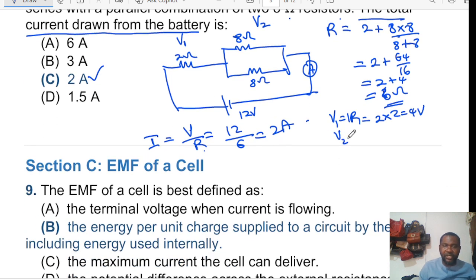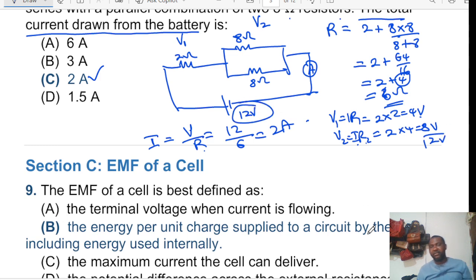V2, the second voltage, is going to be IR2 based on the formula. The current is 2, but R2 is the combination of this, because these two can now be combined to be 1. So the voltage is 2 times 4, and that is going to be 8 volts. You can confirm if your answers are correct. 4 plus 8 is 12 volts, which is exactly what we have here. That's by the way, just to help you out.